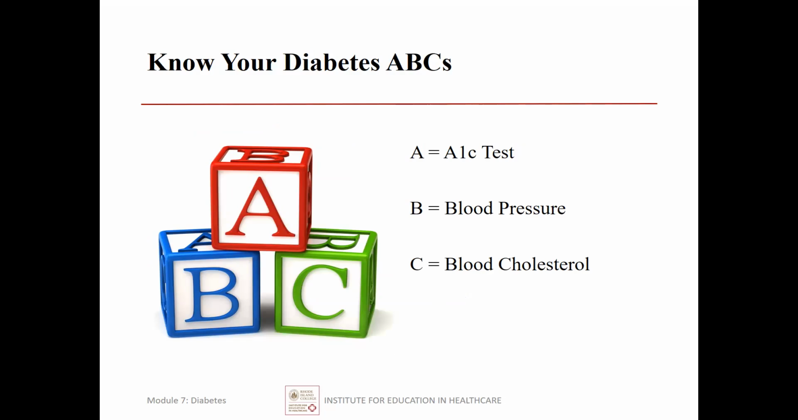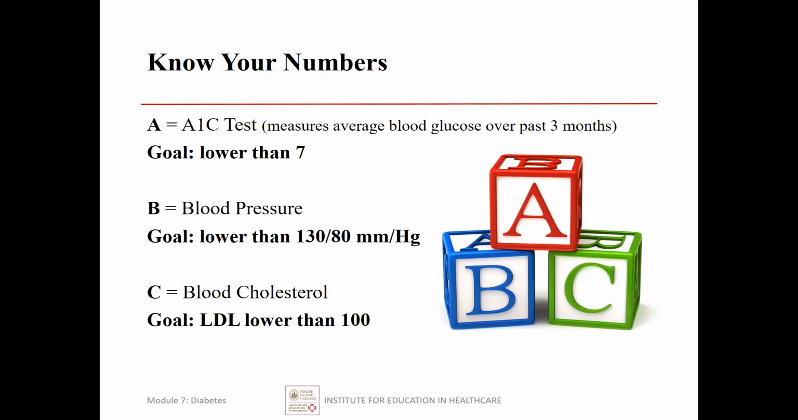It's important for diabetics to know their ABCs. A stands for the hemoglobin A1C test, B stands for blood pressure, and C stands for blood cholesterol. So it's important for the diabetic to know what their own numbers are for each of these things. So the hemoglobin A1C, the typical goal is to keep it below 7. Now, all of the number goals that are listed on here are kind of standard goals, but each person's doctor may set individual goals for them that are slightly different. So it would be important for the individual to talk to their doctor about what their goal is.